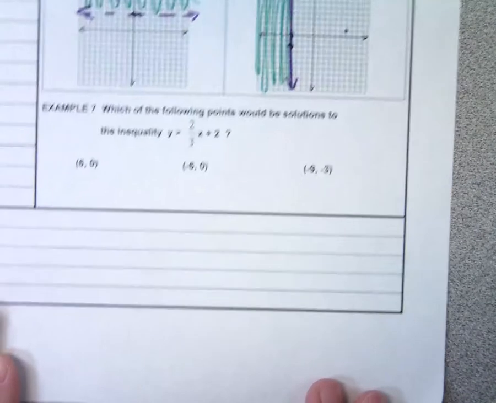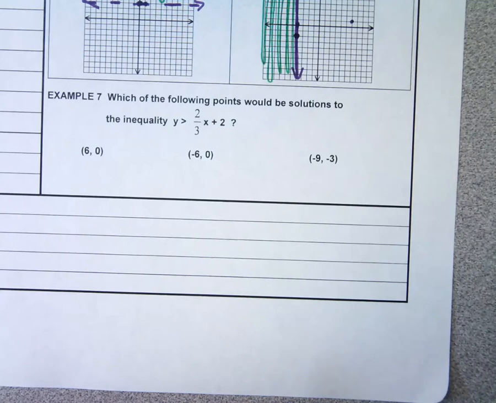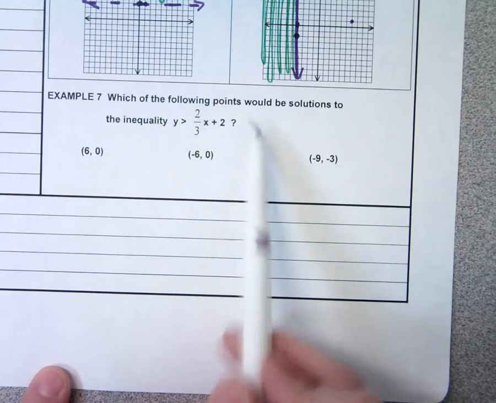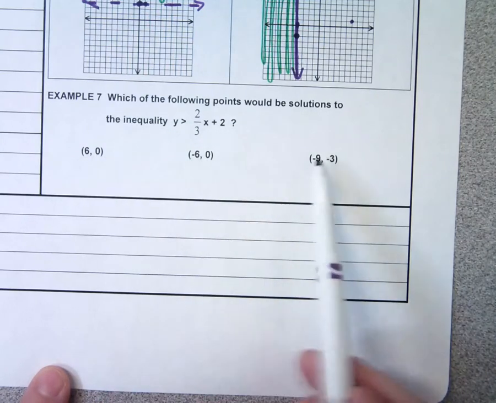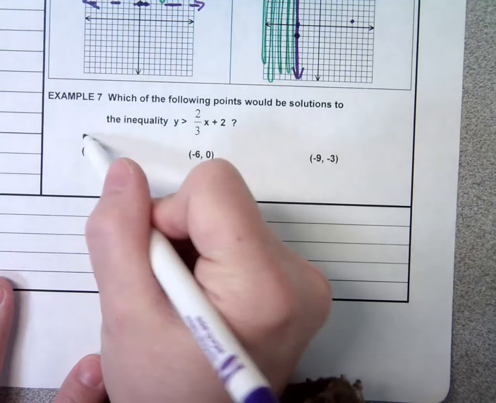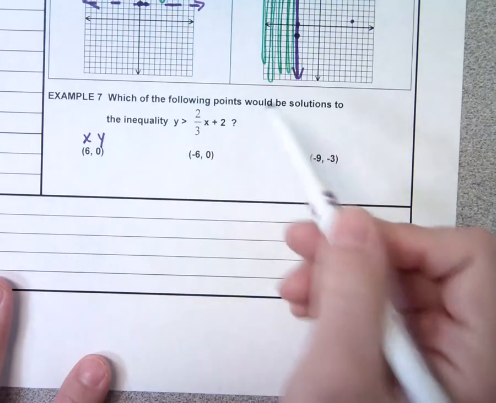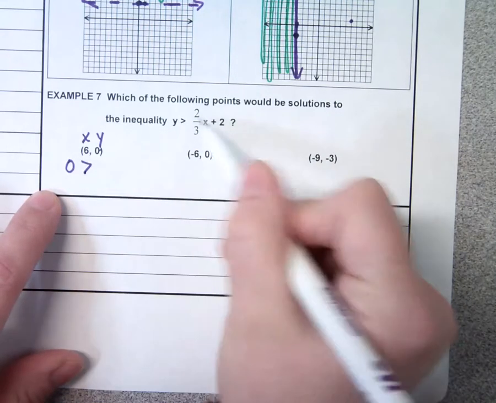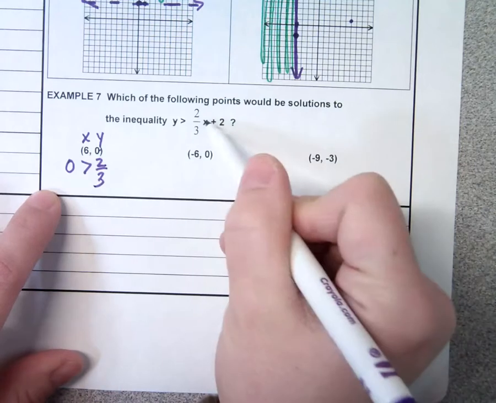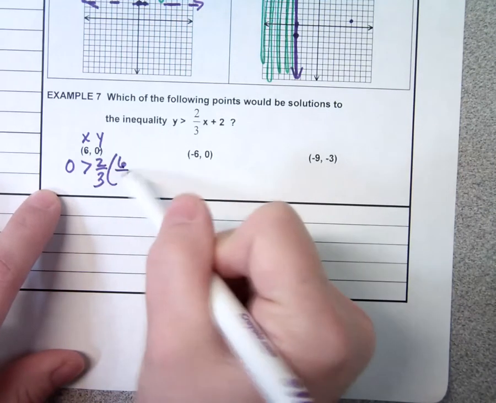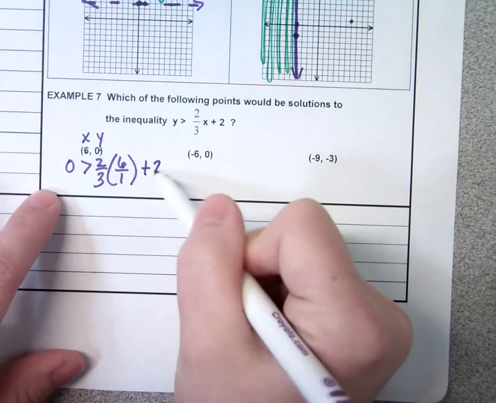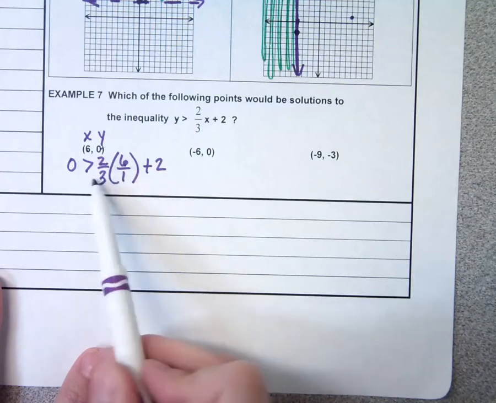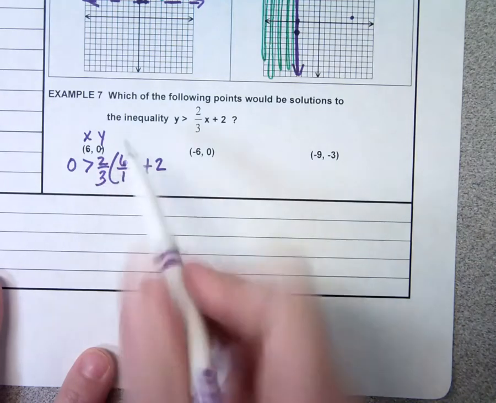Okay, and last one. It says, which of the following points would be solutions to the inequality y greater than 2/3 x plus 2? Because I don't have this graphed, I'm going to actually plug these in and see if I get true statements. 6 is the x, 0 is the y. So I'm going to put 0 into this y, recopy the greater than, 2/3. Where the x is, I'm going to put in the 6, and I'm going to pop that over 1, and recopy plus 2. If I multiply straight across, I get 12 over 3. And what does 12 over 3 reduce to be? 12 over 3 makes 4.